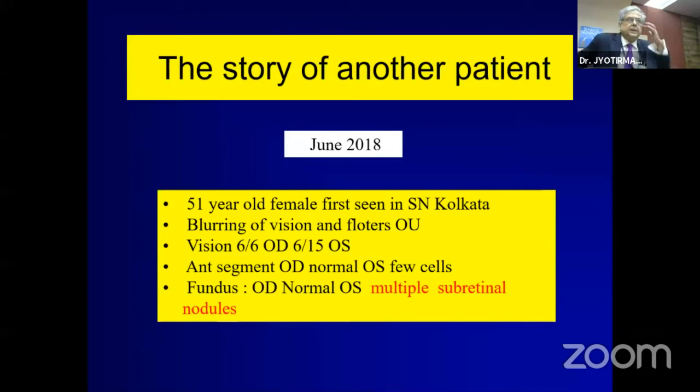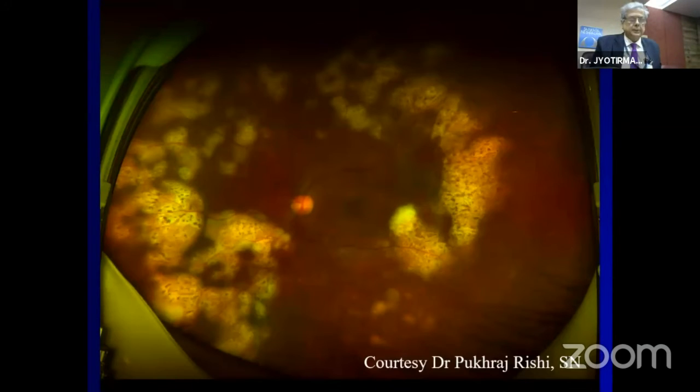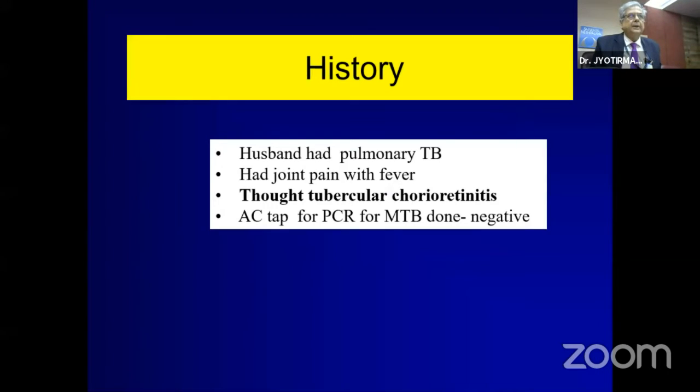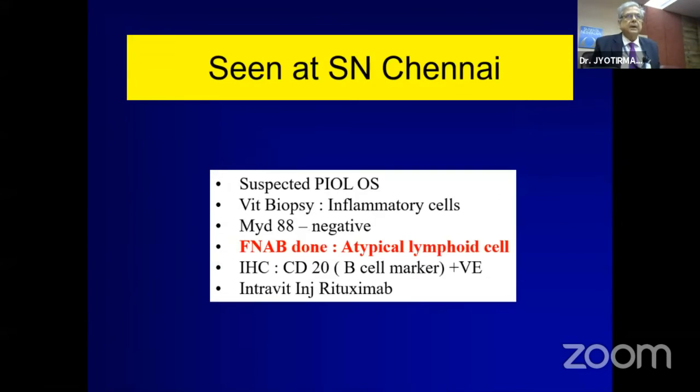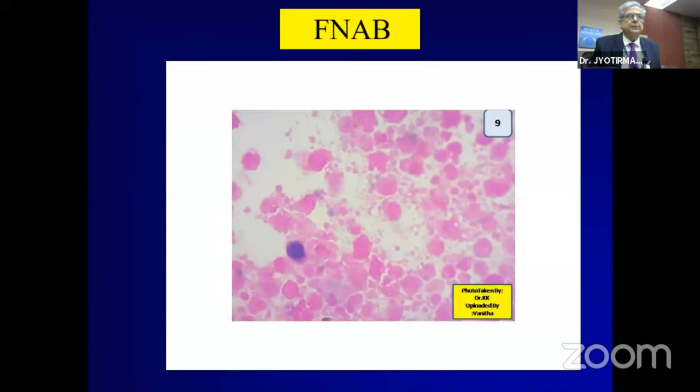This is the story of another patient, a 51-year-old lady, who came with blurring of vision and floaters, and this patient had multiple choroidal nodules. This patient gave a history of contact with TB, joint pain, and fever. The clinicians thought there was a tubercular chorioretinitis, went ahead and did PCR for MTB, which was negative. We suspected a primary intraocular lymphoma, but the vitreous biopsy showed inflammatory cells. MYD88 was also negative. FNAB was done, which showed atypical lymphoid cells, and immunohistochemistry showed CD20 positive. Intravitreal injection of rituximab was given, and the patient responded to treatment.